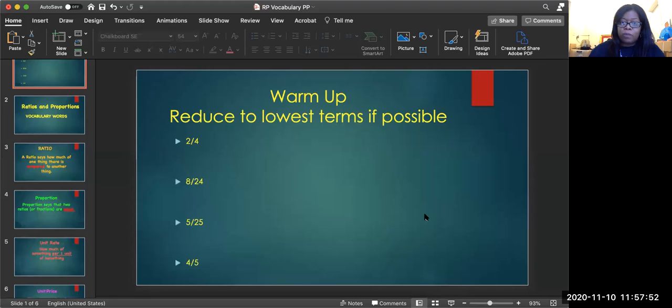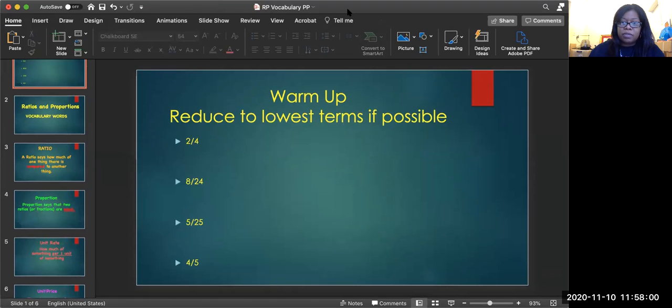We ask ourselves, can our fractions be reduced to lowest terms? And if they can be reduced to lowest terms, then that's what we do. We will reduce them to the lowest term. What reducing it to lowest terms tells us is that now the two fractions are equivalent.